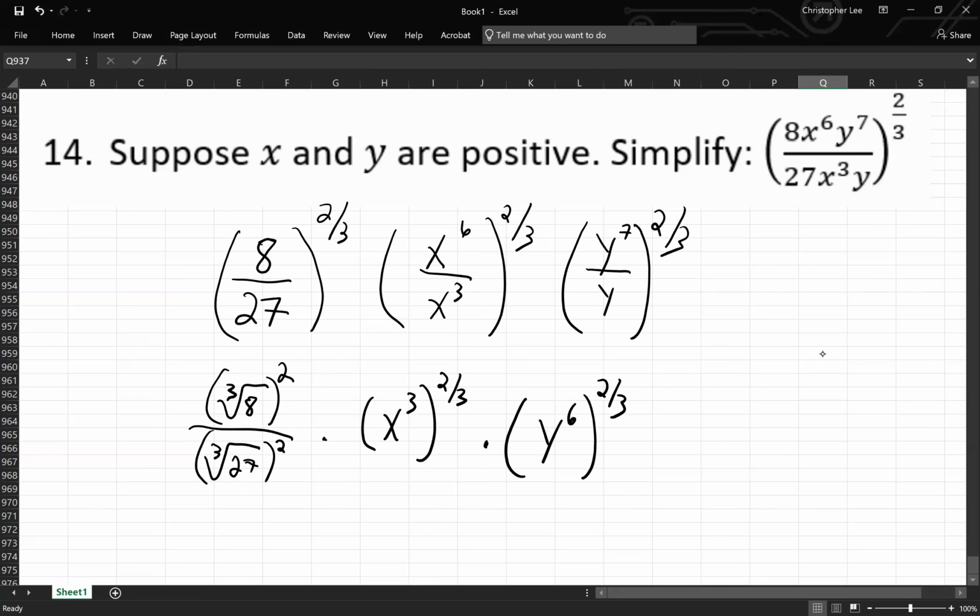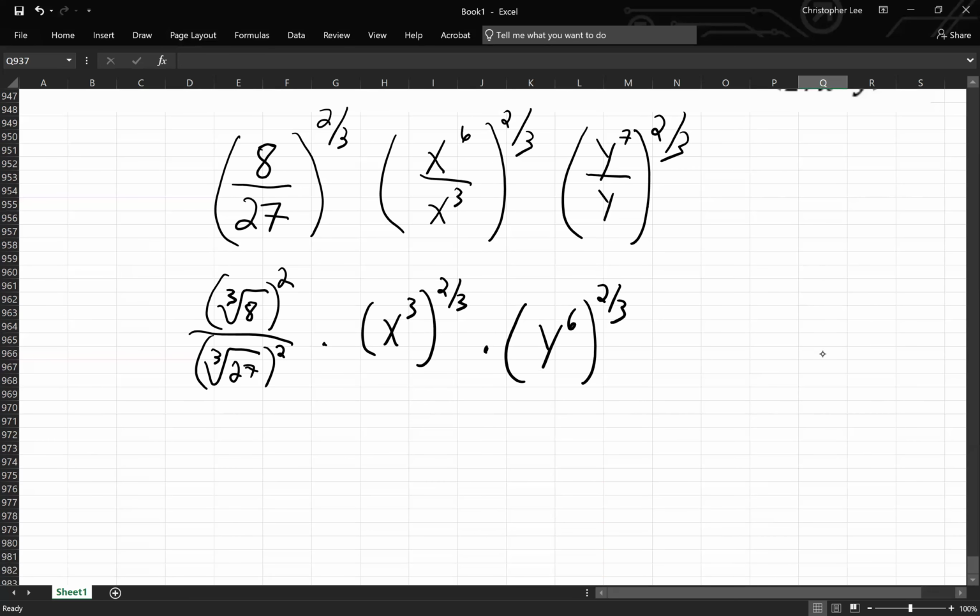Not too bad, right? Cube root of 8 is, what's that? All right, so I got 2 squared over, we just said this last problem, this is 3 squared times, oh boy, this is x to the 3 over 1 times 2 over 3, right? Whenever you raise a power to a power, you multiply, right? So what does that equal?